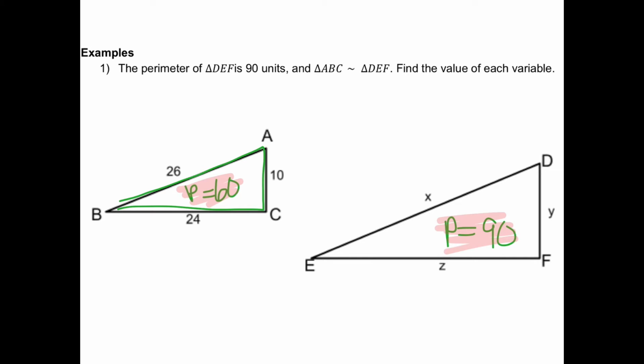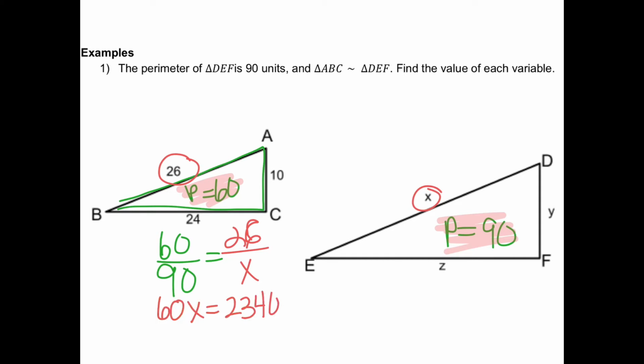So if I say that the perimeter 60 is proportional to the 90, the same way that the 26 is proportional to the x. So 60 over 90, small triangle to big triangle, is the proportion that we can use for 26 to x, small triangle to big triangle. Now we can cross multiply and solve for x. So x equals 39, and that's the value of this side.